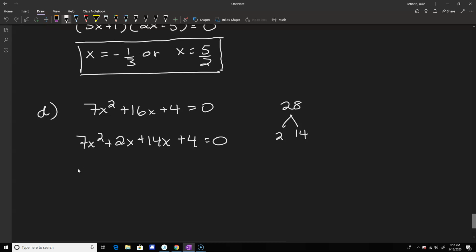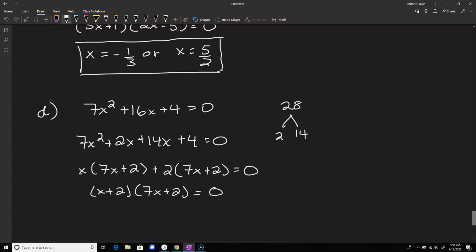And then 7x² + 2x, that's all we can do is take out an x. So we're left with 7x + 2, and the second pair we can only take out a 2, and we're left with 7x + 2. So our resulting factors are (x + 2)(7x + 2). And that will have solution either x is -2 or x is -2/7. So that is that.